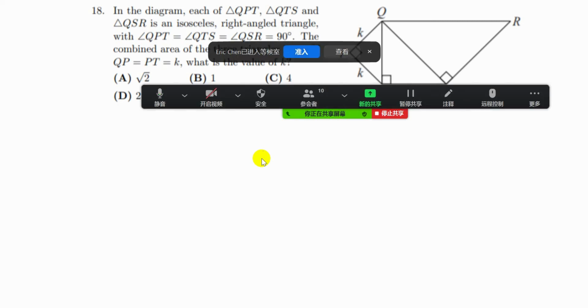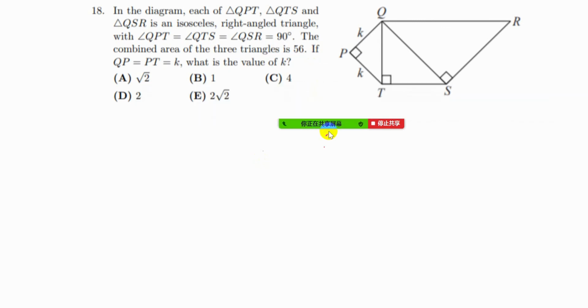So first, we can use the Pythagorean theorem to figure out what QT and QS are. And then after we know that, we can figure out the areas of the three triangles, because we know that their combined area is 56. And then we can figure out the value of K.